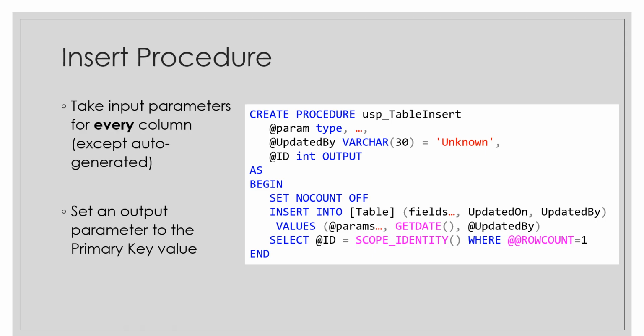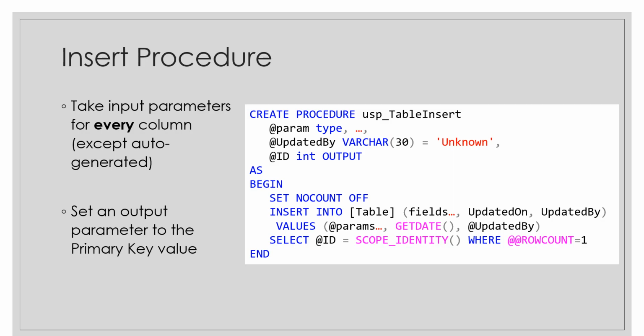So in the body of the stored procedure for any insert procedure, we always set no count to off, and we want to have those rows affected messages returned. And we do our insert command. We have all of our listed fields, including our updated on and updated by, and our values. This is a common approach for the updated on: we can use the built-in getDate function. You've used that already. It's a built-in function in SQL Server that just returns the current date time. So that will provide the value of when it's actually being inserted into the database, from the database's own clock, so to speak. The updated by value will come from the input parameter with the default of unknown.